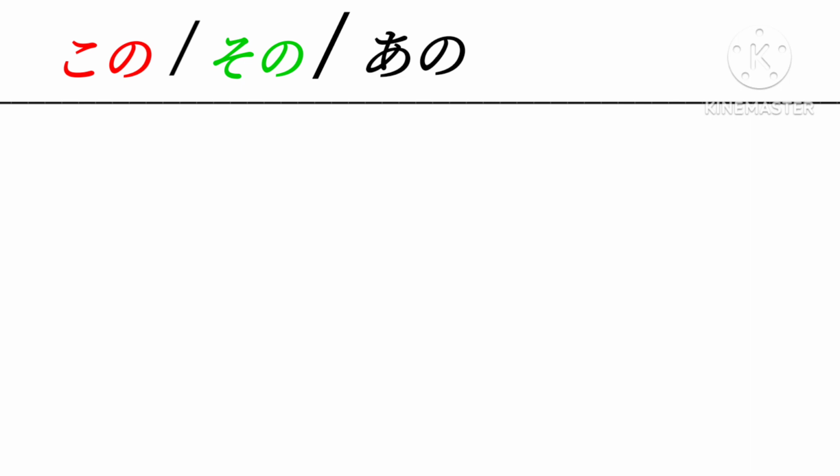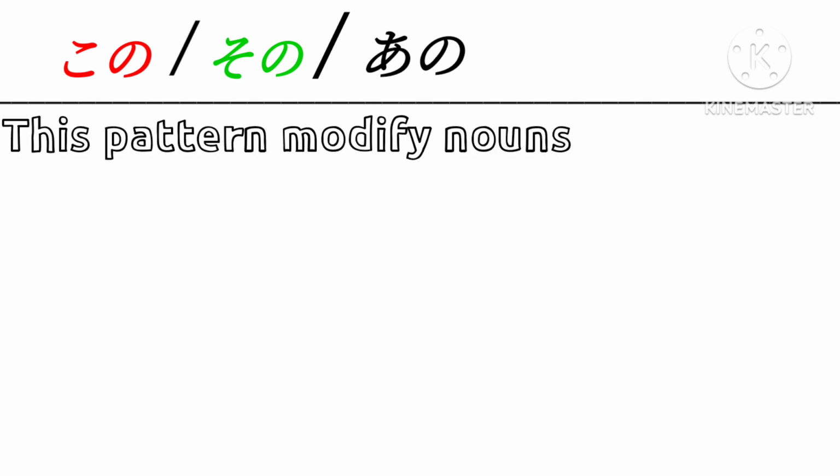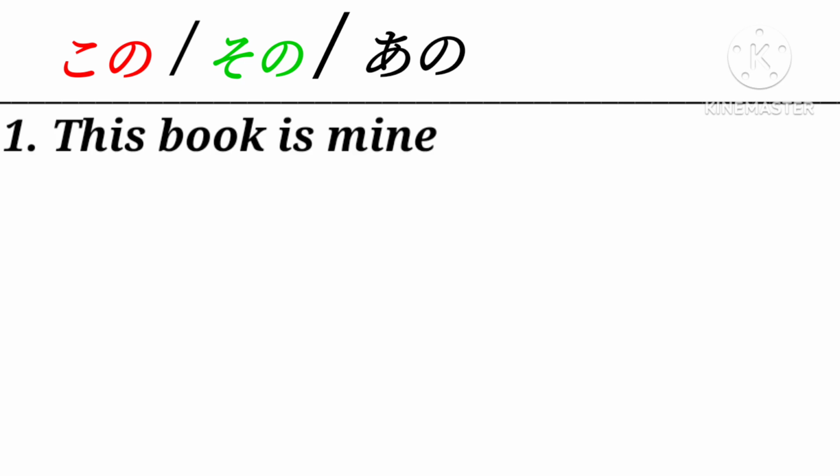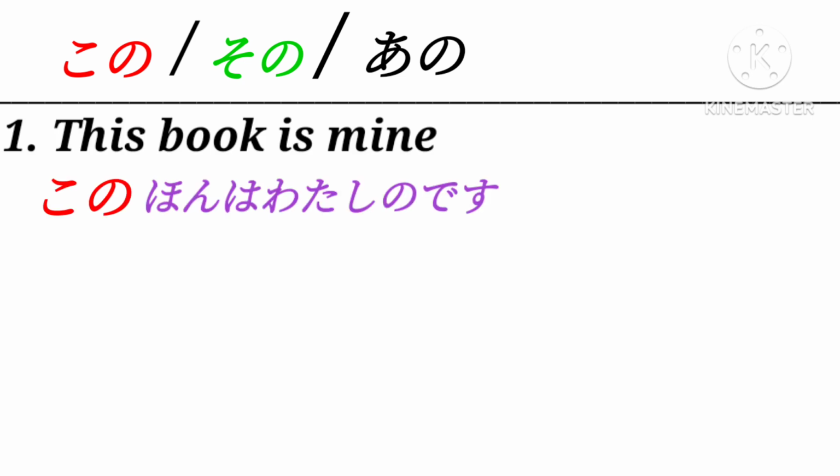Kono, sono, ano. This is also like kore, sore, are. This, that, that over there. But this pattern modifies nouns. For example, this book is mine. Kono hon wa watashi no desu.